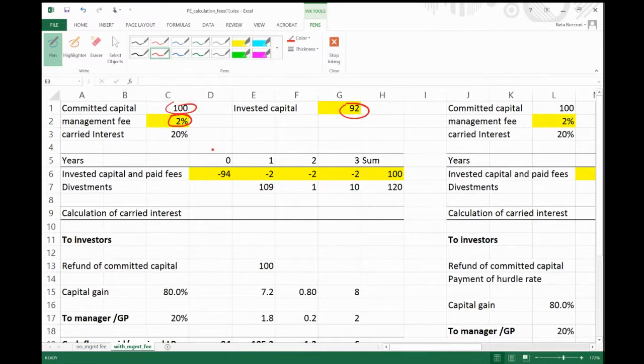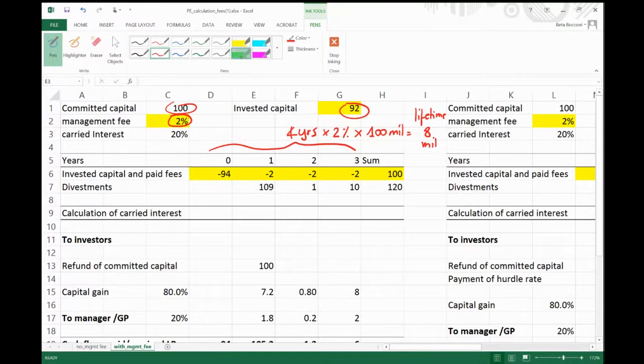And if we assume that our fund has a total life of 4 years, you can imagine that with 4 years times 2% times 100 million, lifetime fees will be 8 million.